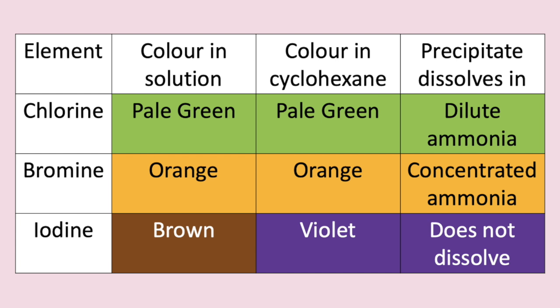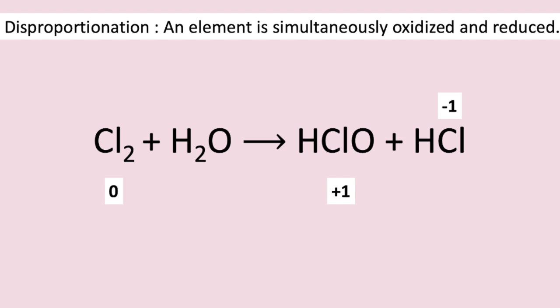You also need to be aware of the colours of the halogens, as you will see these if the ion is displaced. Chlorine is pale green in water, bromine is orange, and iodine is brown. The colours can appear quite similar, so sometimes we add cyclohexane. This allows us to see a clearer difference between iodine and bromine. Chlorine is pale green in cyclohexane, bromine is orange, but iodine turns violet.